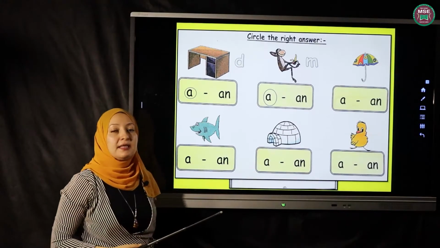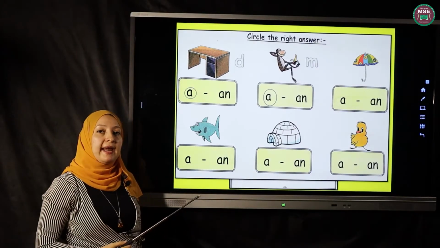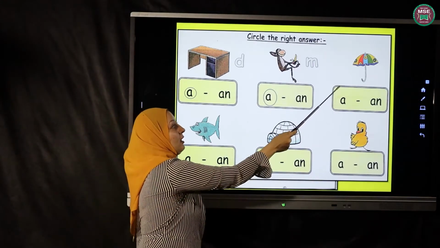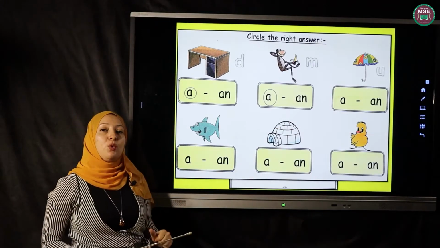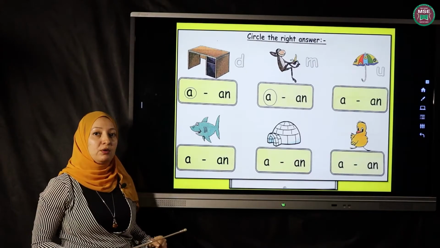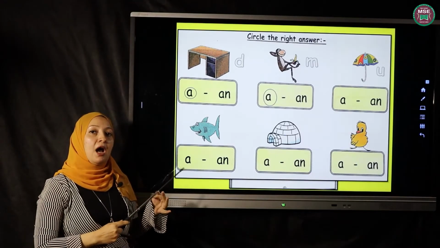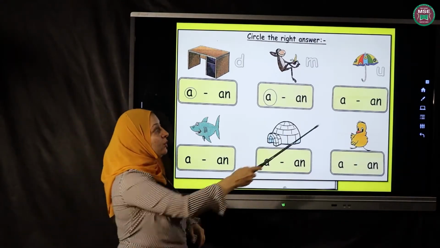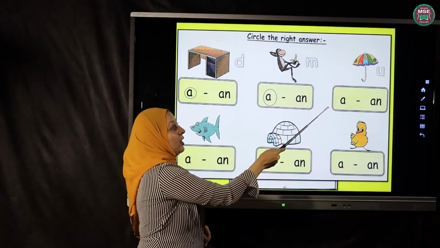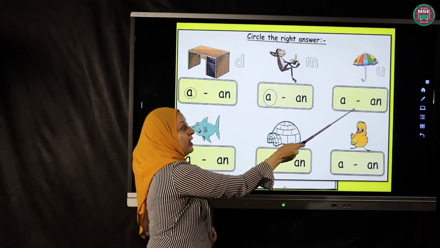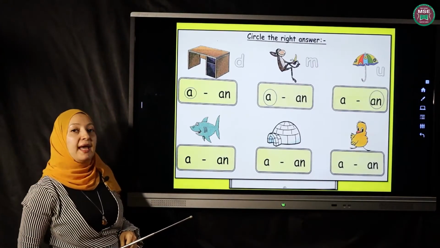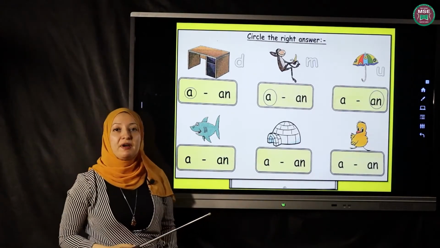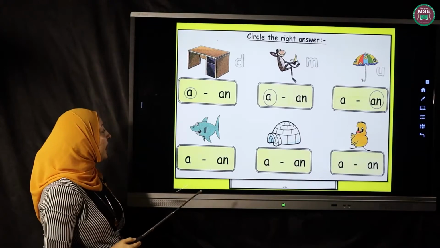Let's move to the other picture here. What's this? It's an umbrella. U. Ask yourself, is U one of the 5 vowels? What are the 5 vowels? A, E, I, O, U. So U is one of the 5 vowels. We are gonna circle Mr. A or Mommy Ann. Gonna circle Mommy Ann, yes, because U is one of the 5 children of Mommy Ann.